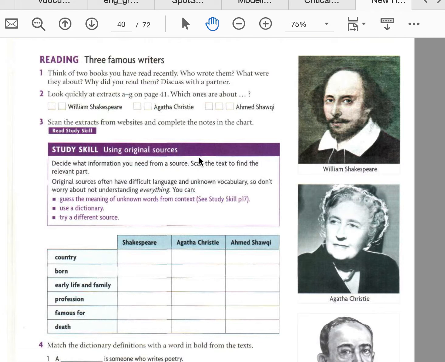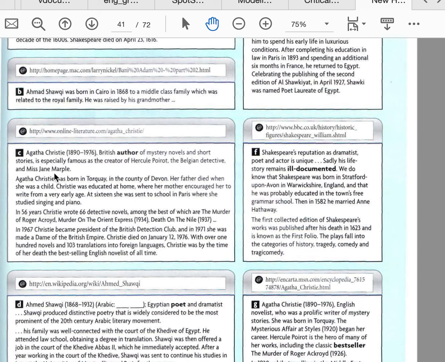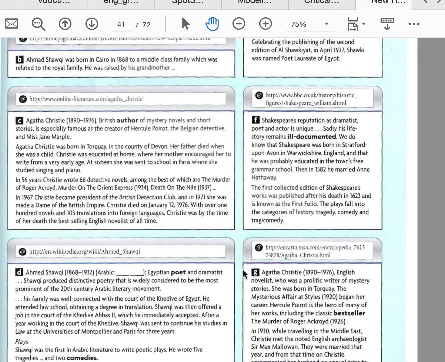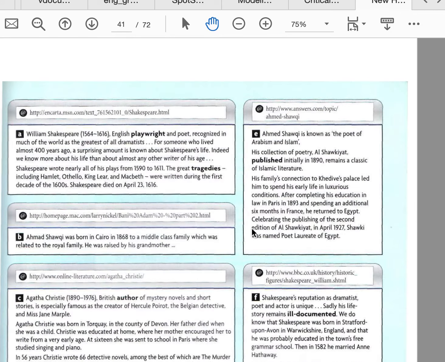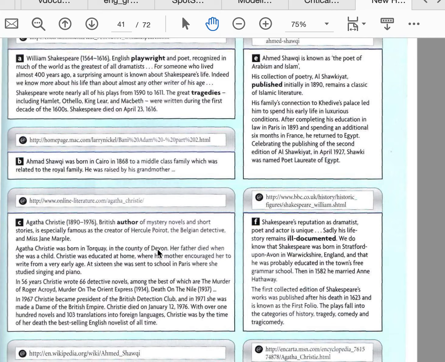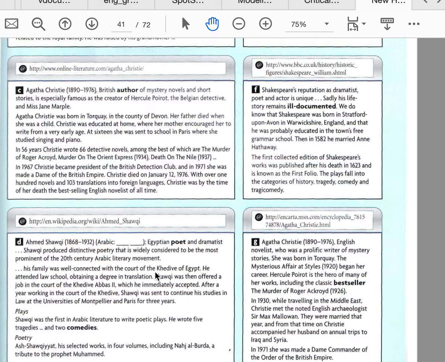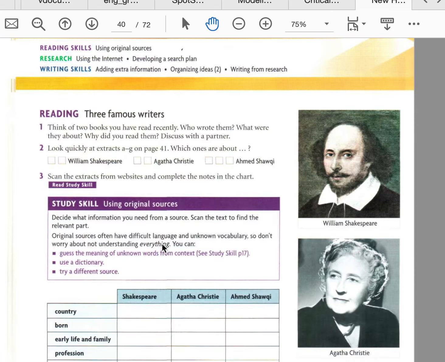And then we have Agatha Christie. Which extracts? Let's check. Agatha Christie, we have C and G. And then Ahmed Shawqi, we have three extracts: E, B and D. And that's gonna solve the second question.